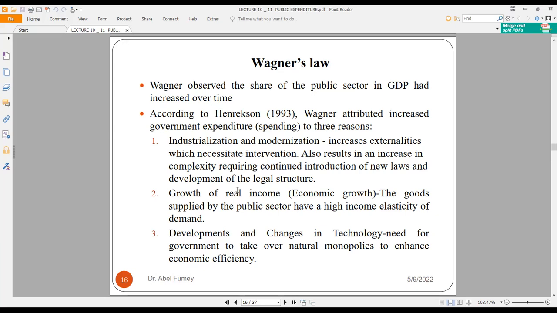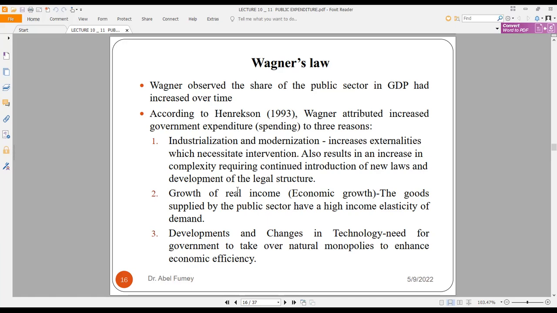And because of the modernized world that we are living in, the government also has to spend on imposing laws just to maintain order in the country. There is supposed to be a legal structure so that it can contain this modernization.